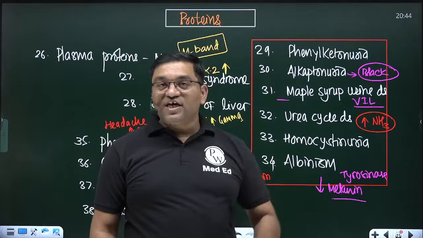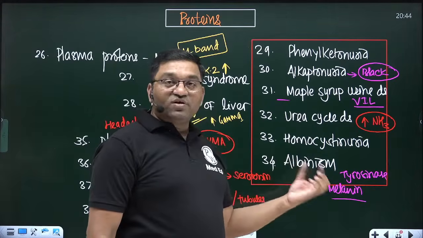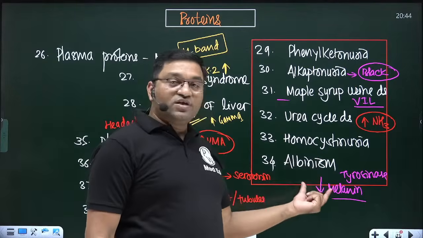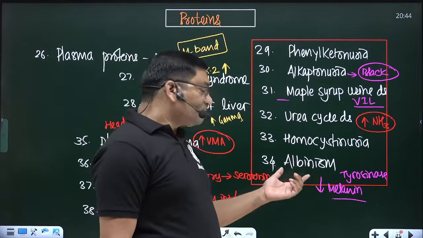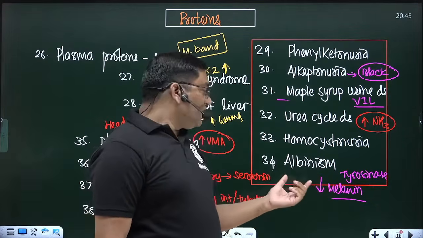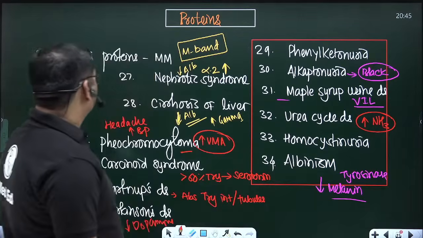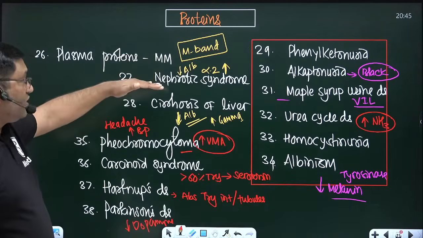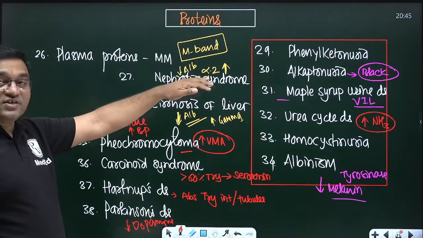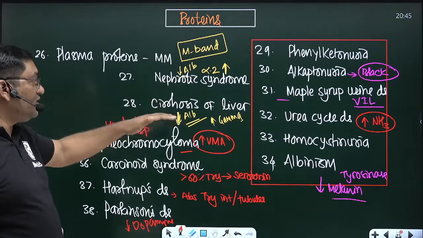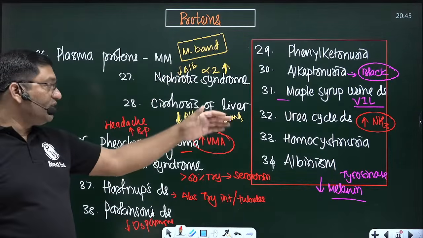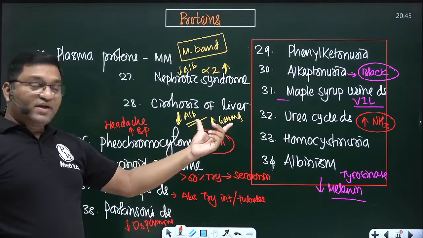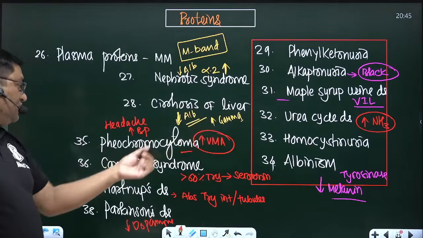Albinism, generalized hypopigmentation. Nystagmus and photophobia are there. Supportive care is needed, and protection from sunlight is needed in albinism. Multiple myeloma, M-band. Nephrotic syndrome, raised alpha 2 fraction in the electrophoresis and decreased albumin level. Cirrhosis of liver, decreased albumin level, and beta-gamma bridging may occur.